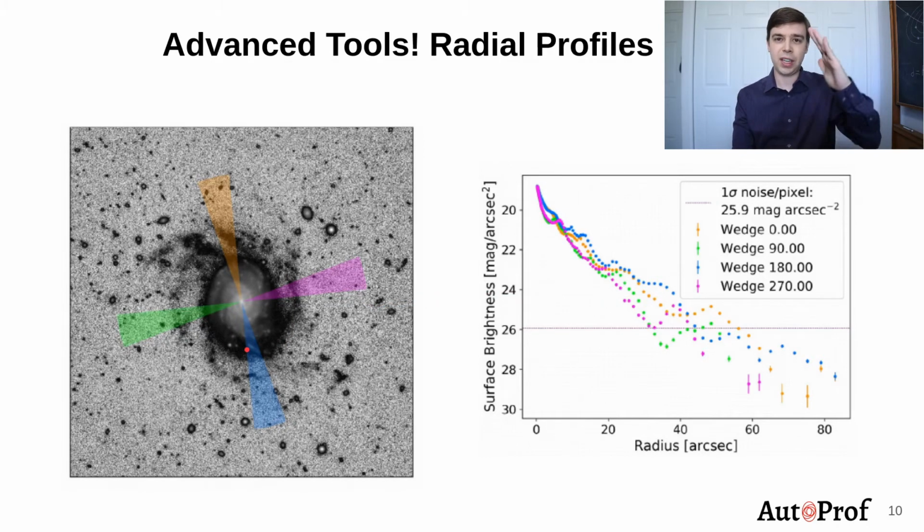You can change the angle relative to the position angle. You can change the number of radial profiles you want, so you can sample the entire galaxy. If you wanted to do, say, 20 radial profiles all the way around, you can do that. And AutoProf will handle all of the angles, the widths, and all of that for you, so you can start to learn about the structure of your galaxy.